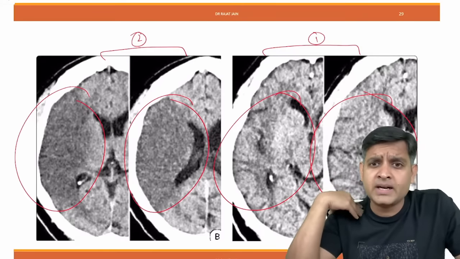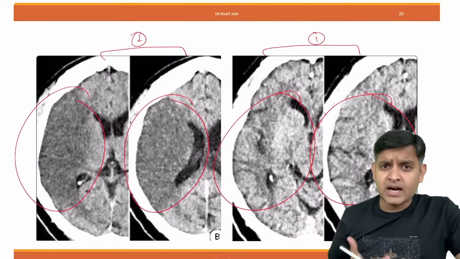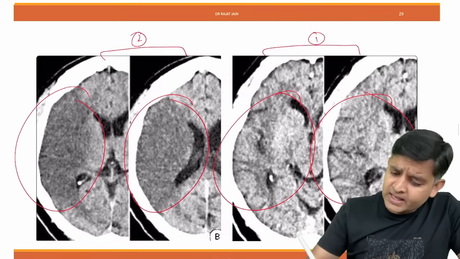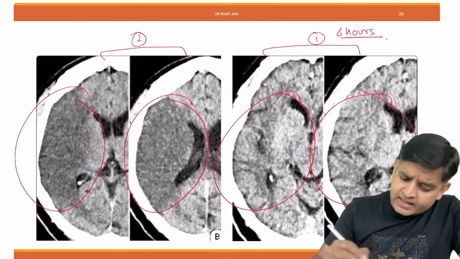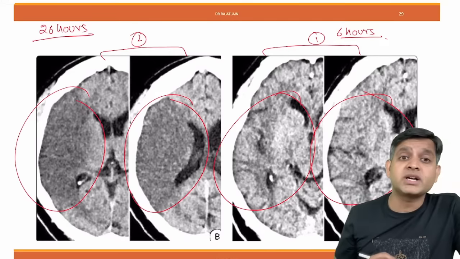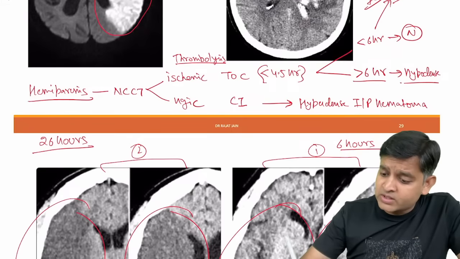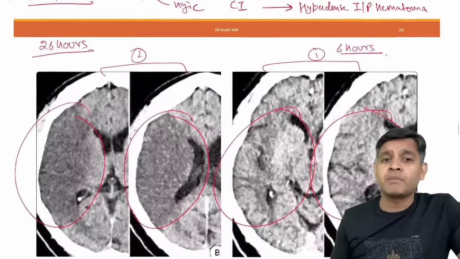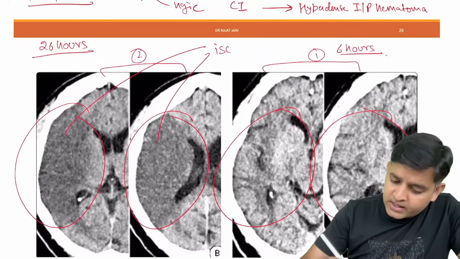What is the nature of abnormality? Is it hypodense or hyperdense? You will say, sir, so simple, it is hypodense. This CT is done within 6 hours of symptom onset. And this CT was done after 26 hours of the symptom onset. So if you remember, we wrote it, after 6 hours, even on the CT, ischemic stroke appears hypodense. So this is the area of ischemia.